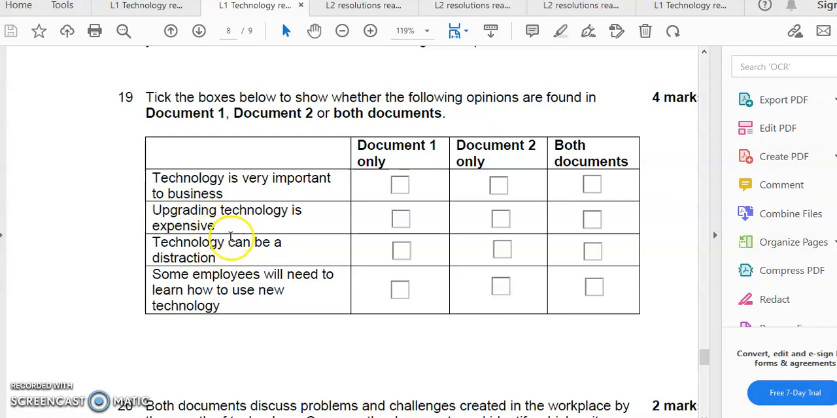We can find it in document 1, and with this opinion here we can basically do the same. We can go through and look for references to technology being a distraction. And with this one, we can think about references to education, to having to learn, to having to train. So just by using scan reading, we don't have to read the whole thing. We can just look for those keywords, those key ideas quickly.